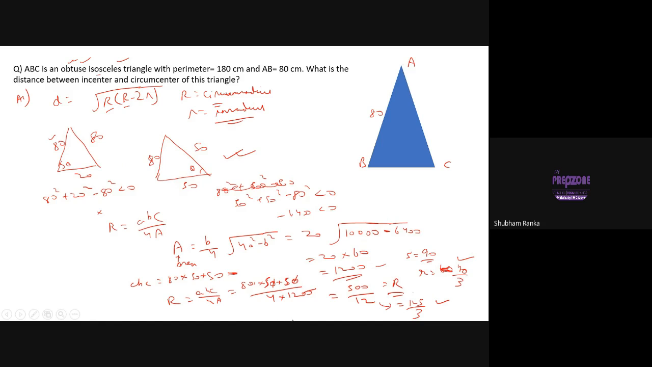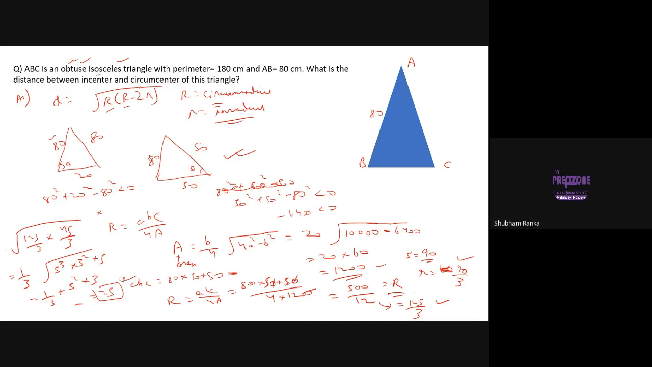Okay, let me just create some space, or maybe we can write here. So we know both the numbers now. The distance between the incenter and the circumcenter would be the square root of R into R minus 2 times r. So 125 by 3 minus 80 by 3, which will be 45 by 3. So 1 by 3 comes out. This is 5 cube into 45, which is nothing but 3 square into 5. So 1 by 3 into 5 square comes out and 3 comes out. So this will be 25. This will be 25 is the answer.